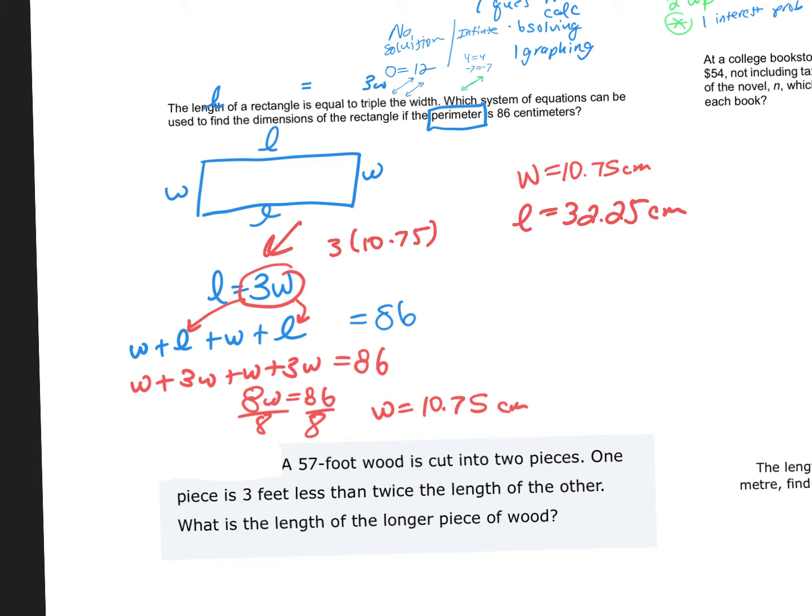Now, how can I check to make sure that I'm right? Plug it back in. I can add up, right? I have 2 W's, agreed, and I have 2 L's when I add all the way around. So what's 10.75 plus 10.75 plus 32.25 plus 32.25? That equals 86. Isn't that what they told us that the perimeter was? So here's your answer. Your equations are written right in the words of the problem. You just have to look for them. You have to know what you're looking for.